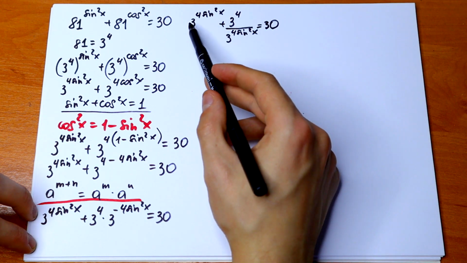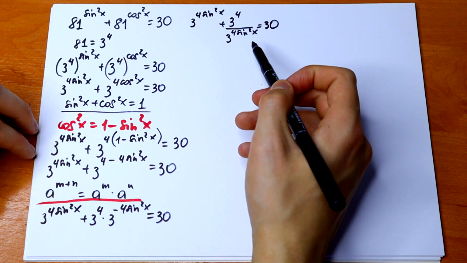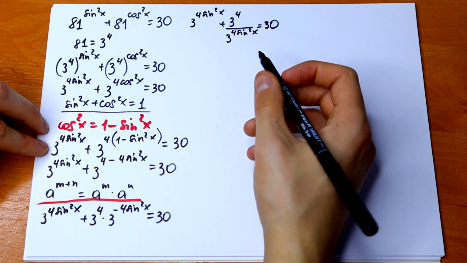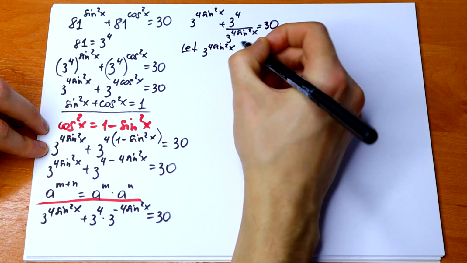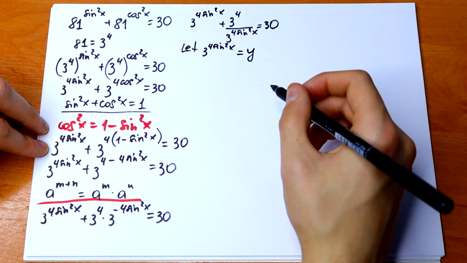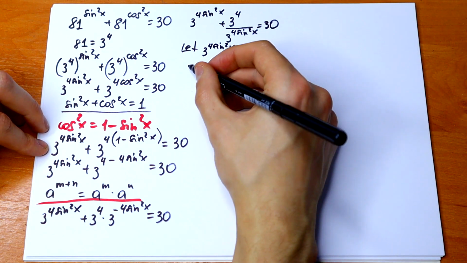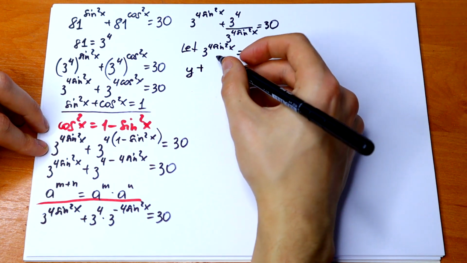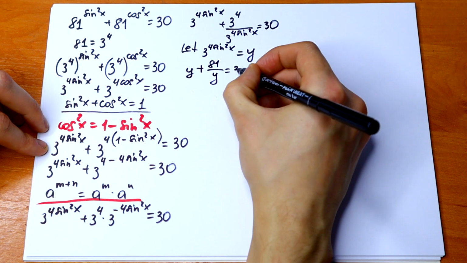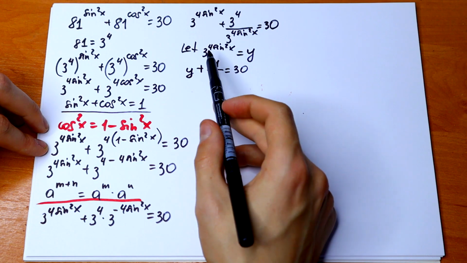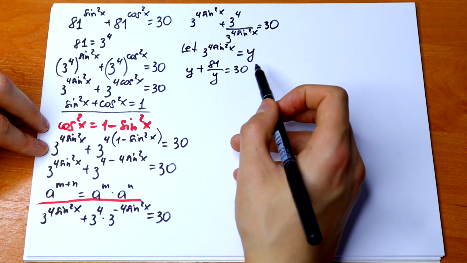We have 3 to the power 4 sine square x, and for sure 3 to the power 4 sine square x the same, so we can use a substitution. So let 3 to the power 4 sine square x for sure equal to, for example, y. And let's do this substitution. So we will have an interesting equation. Y plus 3 to the fourth power, which is 81, over y equal to 30. Just put y instead of 3 to the power 4 sine square x. So let's multiply both sides by y.